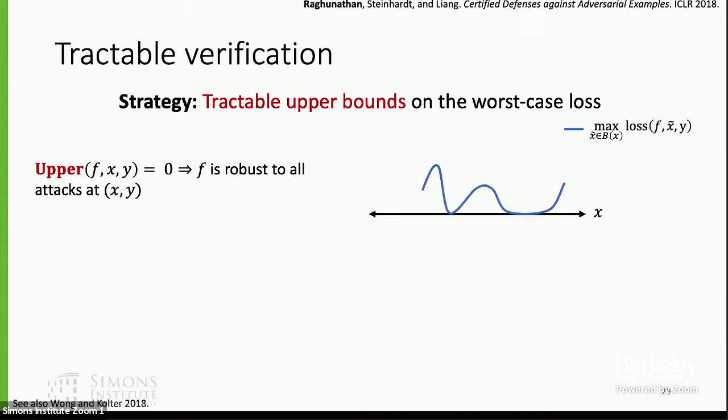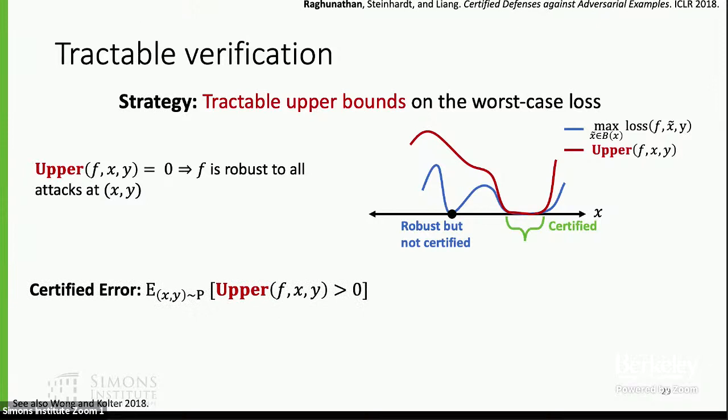Pictorially, suppose this is what the worst case loss looked like. You could consider some upper bound that looked like this, for example. Whenever this upper bound was 0, you knew that even the true objective is 0. So you can say that, yes, the network is definitely robust at these points. But you could be missing some points where the worst case loss is actually 0, but the bound is too loose. Going off of that, we could measure the certified error, which is the fraction of points where this upper bound is actually greater than 0, because those are the only points that the network could potentially get wrong. Everything else, the network has to get right.